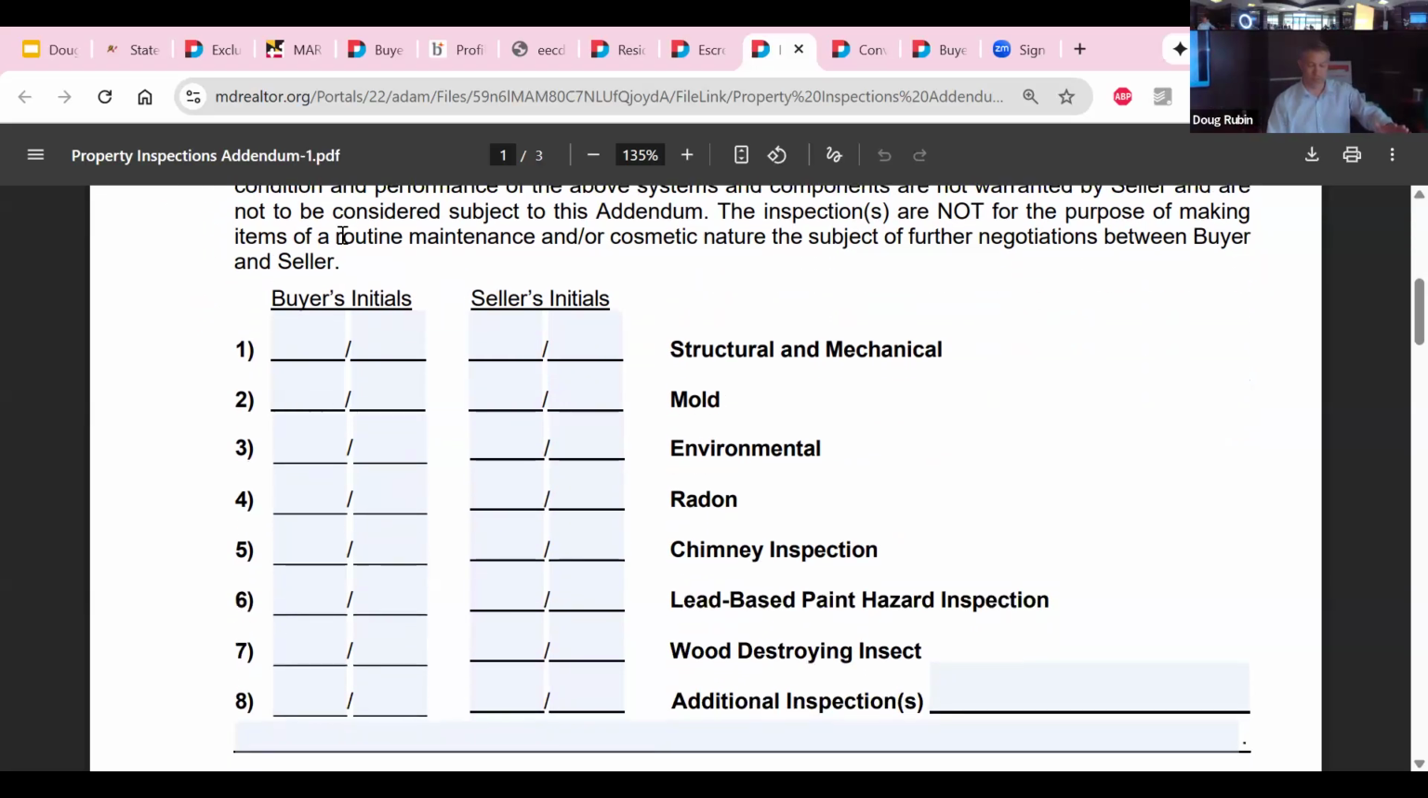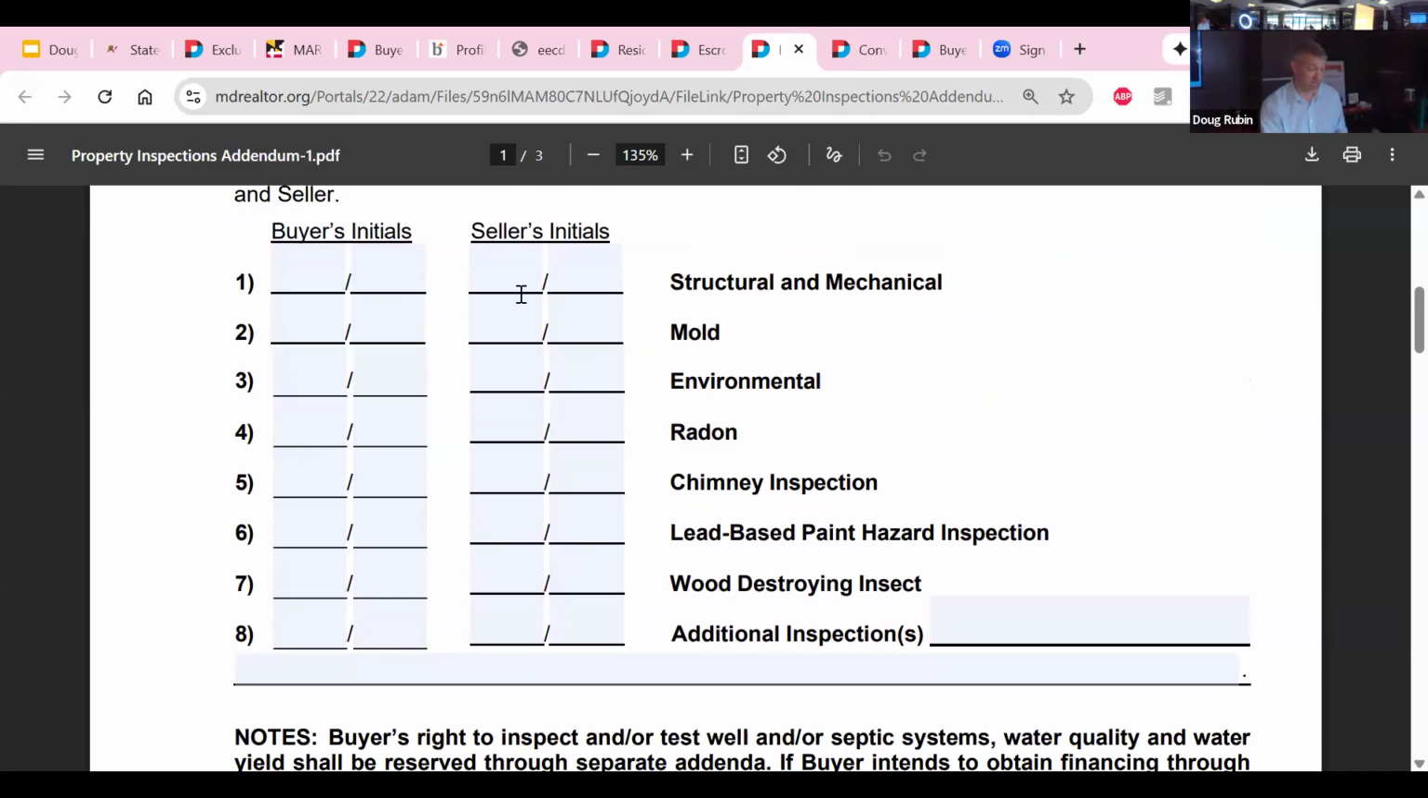So some people will check all of these, saying I want every single inspection. Some people will only do one. I sold a house where they said, we pretty much saw everything, let's just do the wood destroying insect inspection because I couldn't get into the attic. So that's a way you can do it. Or you can just check, this is what I usually do.